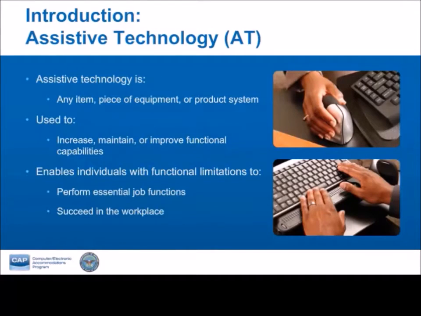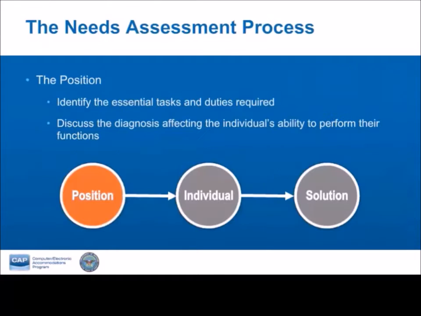To provide you with a little context for this discussion, assistive technology, or AT, is defined as any item, piece of equipment, or product system which is used to increase, maintain, or improve the functional capabilities of an individual with functional limitations. CAP's role is to provide AT so that individuals can perform their essential job functions and succeed in the workplace. A CAP needs assessment is a comprehensive service that is intended to assist individuals with identifying assistive technology that can help bridge the gap between an individual's limitations and their work requirements.